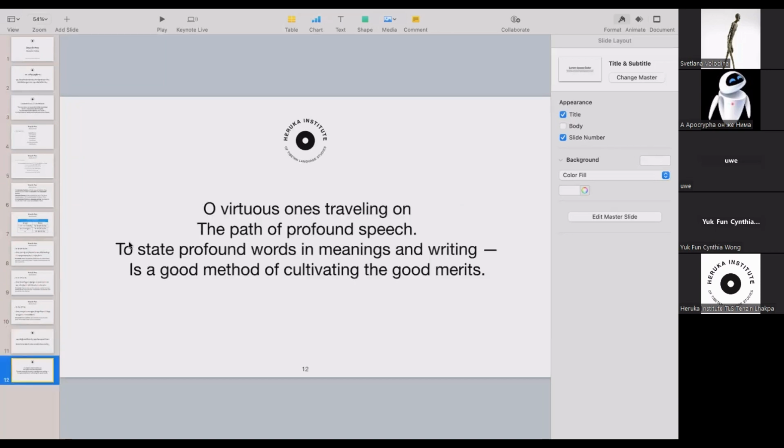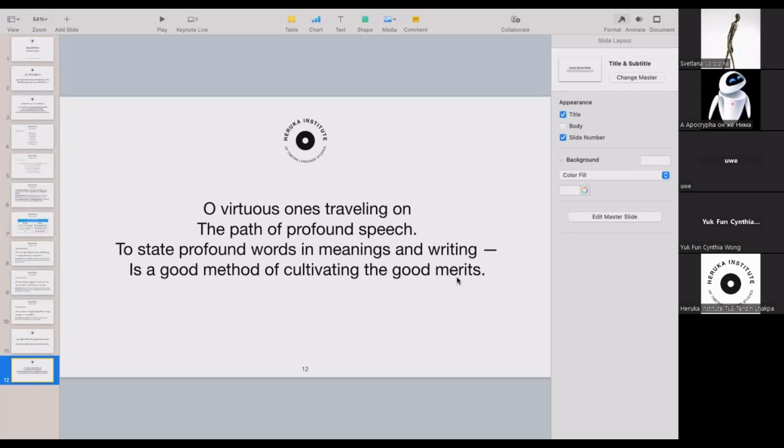So what does this mean? It means, O virtuous ones traveling on the path of profound speech, meaning that those who are studying to attain the profound speech, that is on the path of grammar, studying the grammar. To state profound words in meanings and writings is a good method of cultivating good merits.